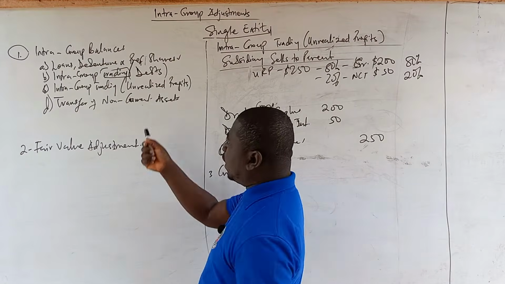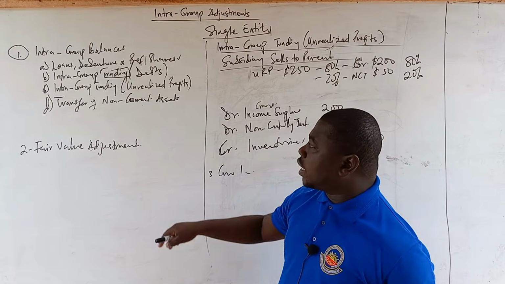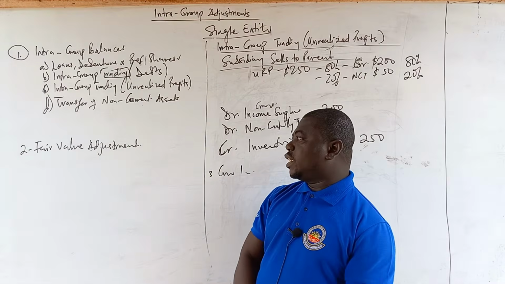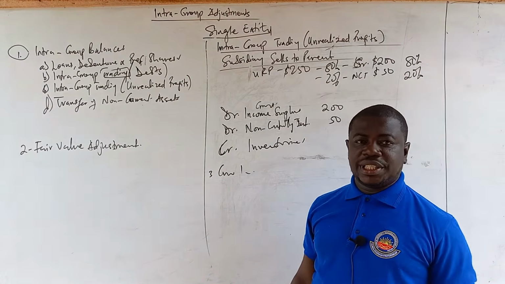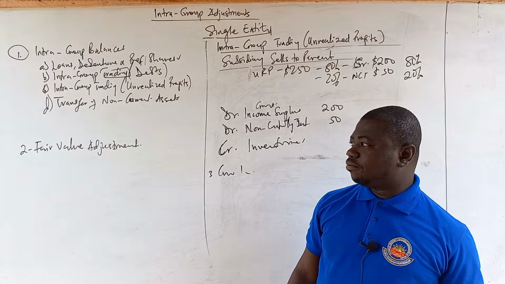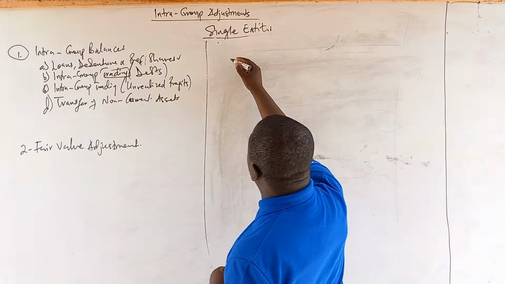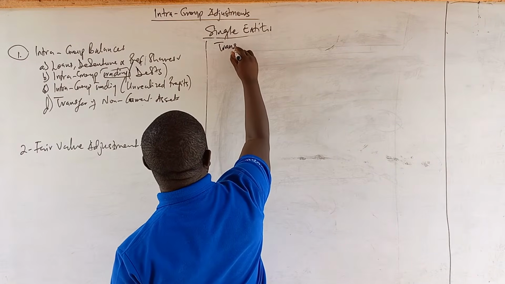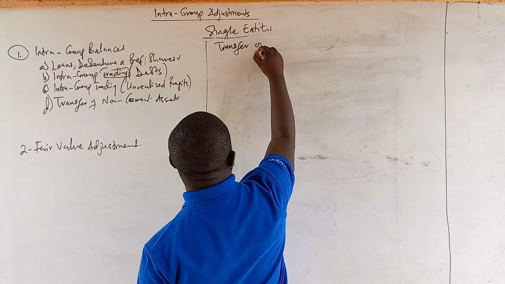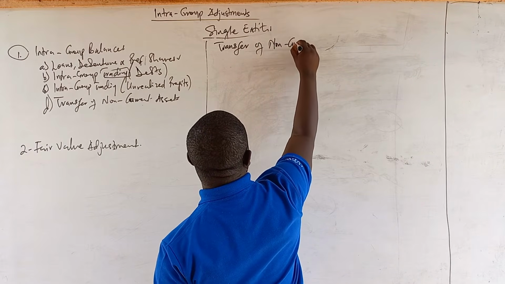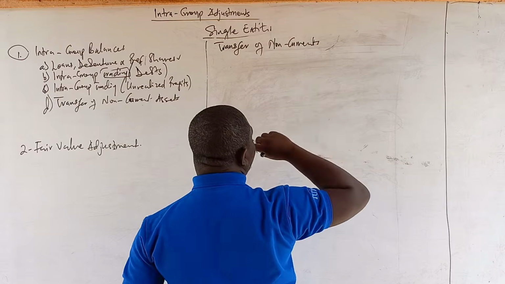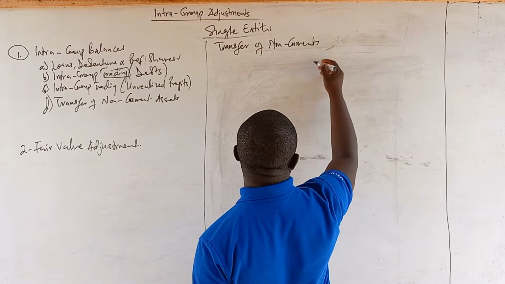So the final thing under the intra-group balances that we are going to look at is the transfer of non-current assets before we look at the fair value adjustment, and then we'll be done. Okay, so we are looking at the transfer of non-current assets. How to deal with that? Transfer of non-current assets between members of the group or companies in the same group.